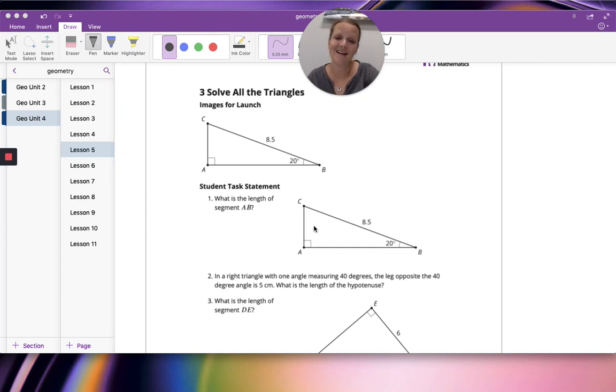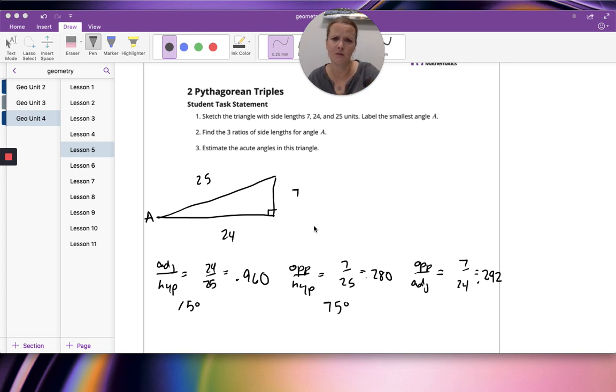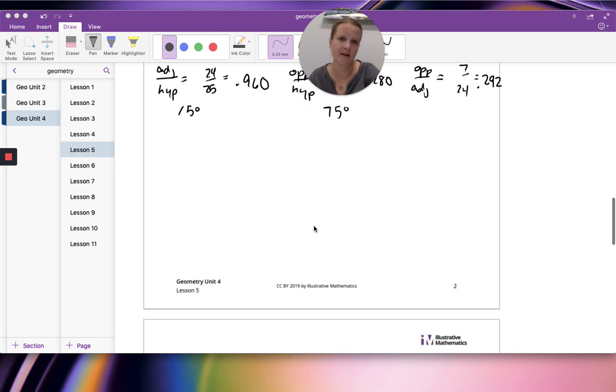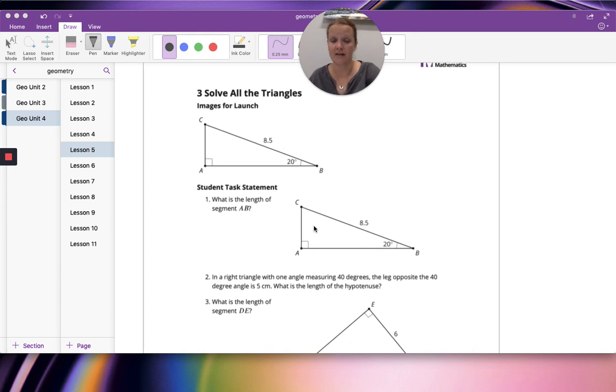So, I accidentally stopped mid-lesson when we were on task statement 2, so you're going to get this one in 2 parts because I'm not redoing the beginning. All right, so let's solve all the triangles.